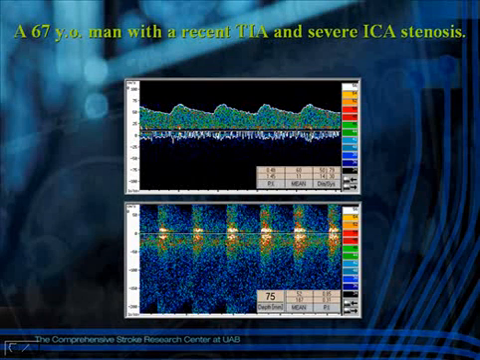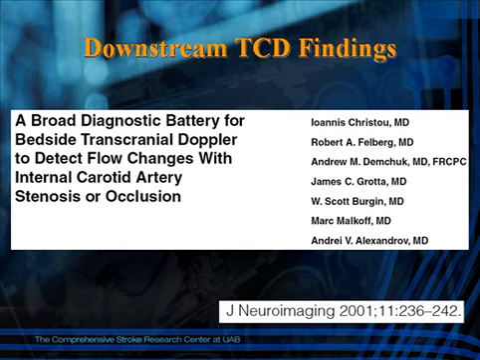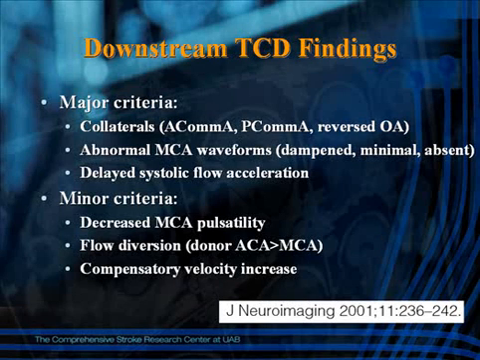So as you can see, looking at downstream changes to the ICA on transcranial Doppler can reveal some striking findings that will help grade severity of the internal carotid artery involvement. So next slide shows one of the papers on this subject, downstream TCD findings. Our group published what was an improved broad diagnostic battery from previous works, where we put together typical findings that one can anticipate on transcranial Doppler if there is a major carotid stenosis or occlusion.